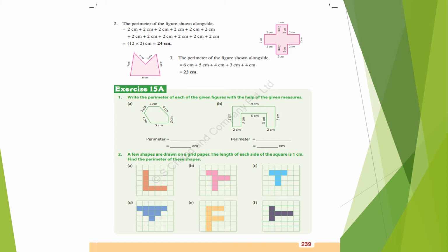Children, exercise 15a is also very important, where a shape with 1, 2, 3, 4, 5, 6 sides, this is a hexagon, is given, and one more shape is given and all the sides are given in centimeters. You just have to add all the sides of this irregular shape and you will get the perimeter. In question number 2, some shapes are given in a grid paper and the length of each side of the square is 1 centimeter. So you just have to add all the sides of each square as 1 centimeter and you get the perimeter. Fine, this is very easy for you.